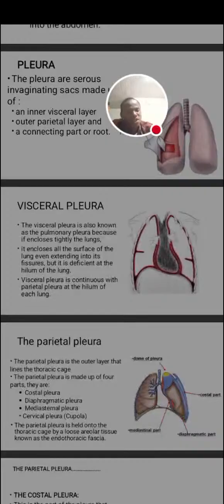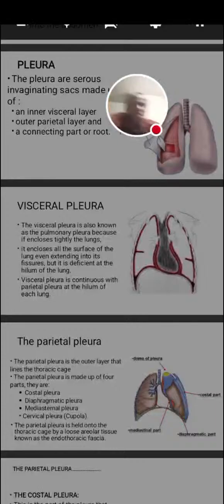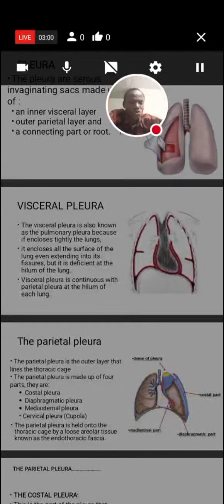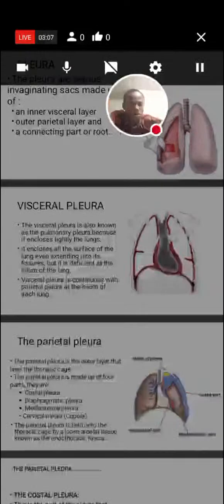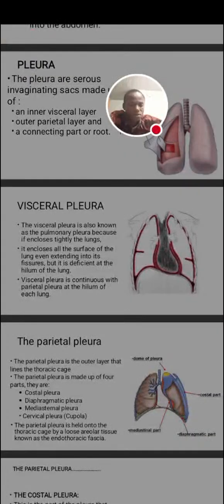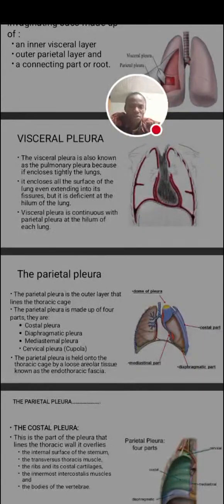What's the hilum of the lung? Yesterday we looked at it: the hilum of the lung is the root of your lung. So the visceral pleura is continuous with the parietal pleura at the hilum of each lung, and then they adhere together to form pulmonary ligaments.